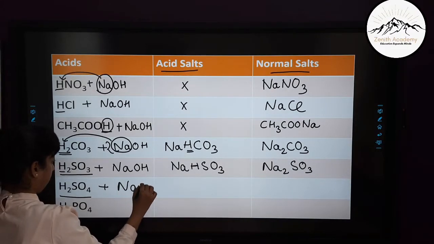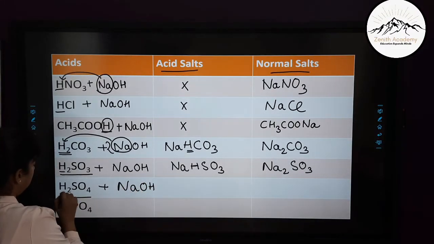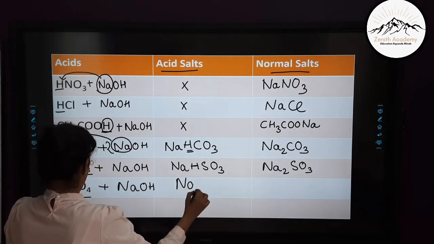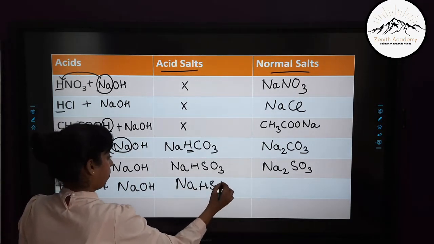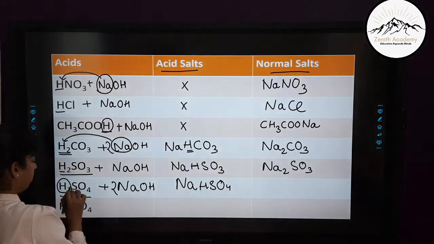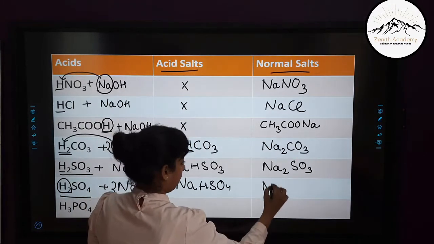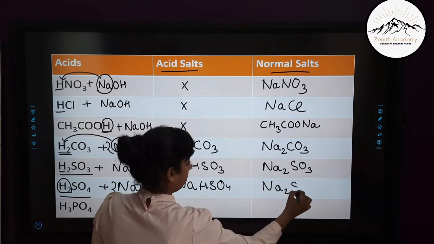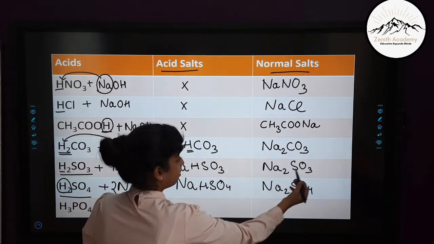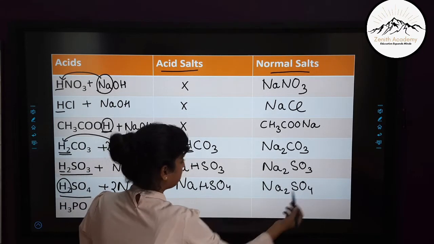Now if we take sulfuric acid, this was sulfurous acid and this is sulfuric acid, and we react with NaOH. Okay. Now if one hydrogen is replaced, we get NaHSO4, and if we take two NaOH and replace both these hydrogen, then Na2SO4 is formed. So here it is formed sodium sulfite and here sodium sulfate.